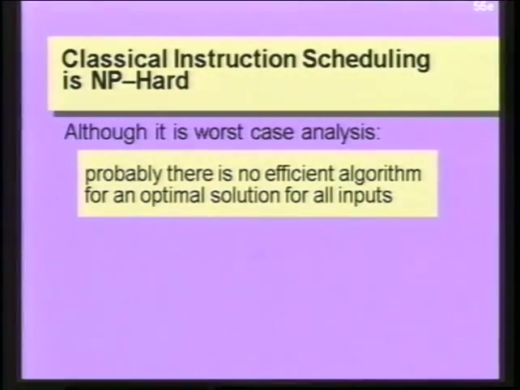Unfortunately, and maybe not too surprisingly, this particular problem from classical scheduling theory is NP-hard. In other words, it's difficult to construct a minimum completion time schedule for an arbitrary input. Now, I want to emphasize that NP-hard involves worst-case analysis, and it doesn't tell you how things will do on average. But it does say that there is probably no efficient or polynomial time algorithm that will construct an optimal solution for all possible inputs.